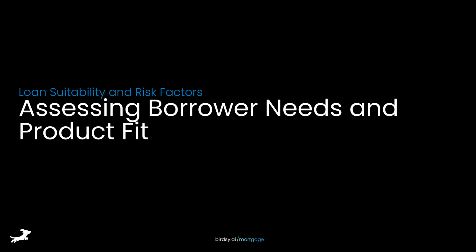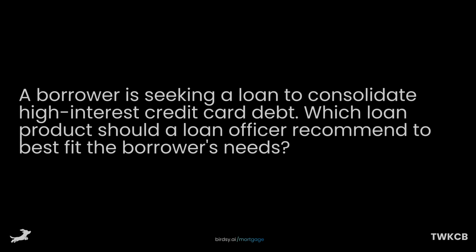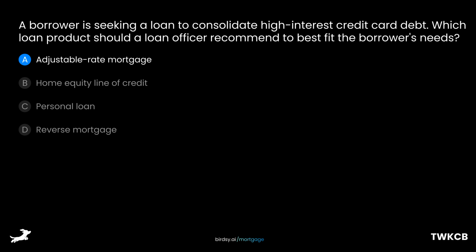Assessing borrower needs and product fit. A borrower is seeking a loan to consolidate high-interest credit card debt. Which loan product should a loan officer recommend to best fit the borrower's needs? Is it A, adjustable rate mortgage? B, home equity line of credit? C, personal loan? Or D, reverse mortgage?